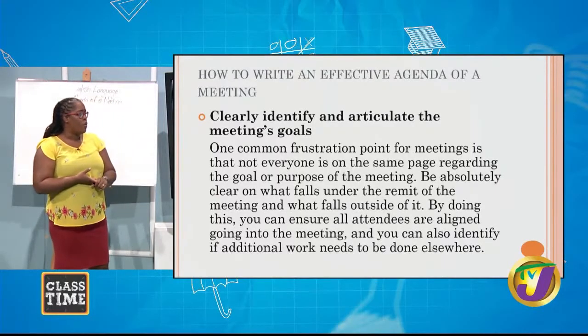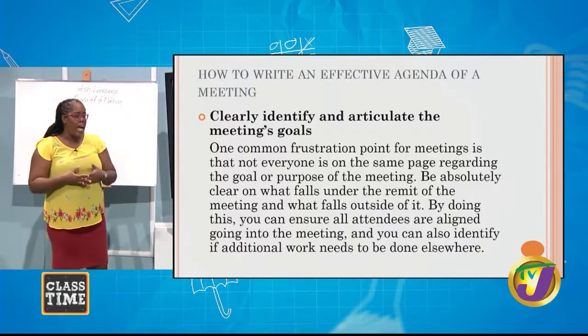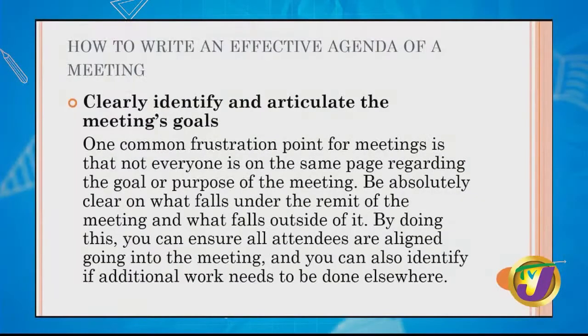One common frustration point for meetings is that not everyone is on the same page regarding the goal or purpose of the meeting. Be absolutely clear on what falls under the remit of the meeting and what falls outside of it. By doing this, you can ensure all attendees are aligned going into the meeting, and you can also identify if additional work needs to be done elsewhere. All right, very, very important.